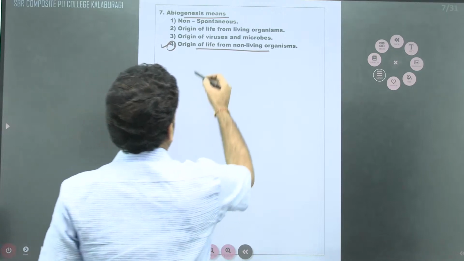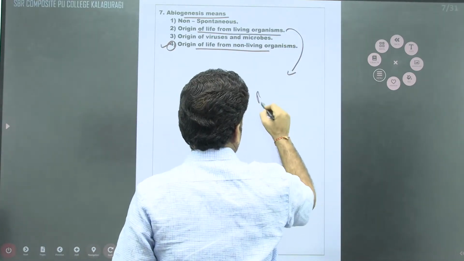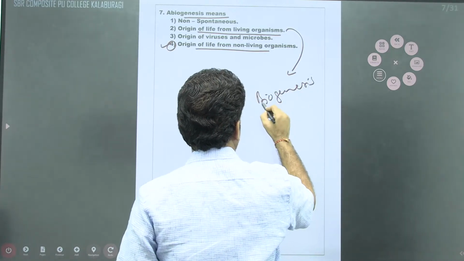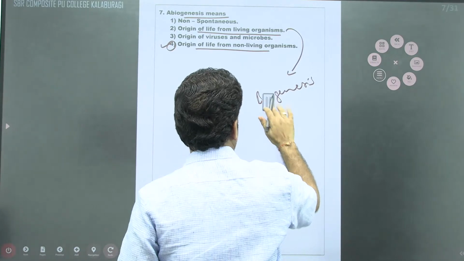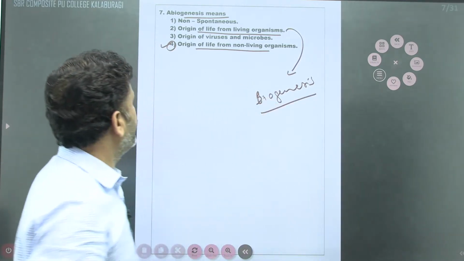The origin of life from living organisms is called the biogenesis theory.